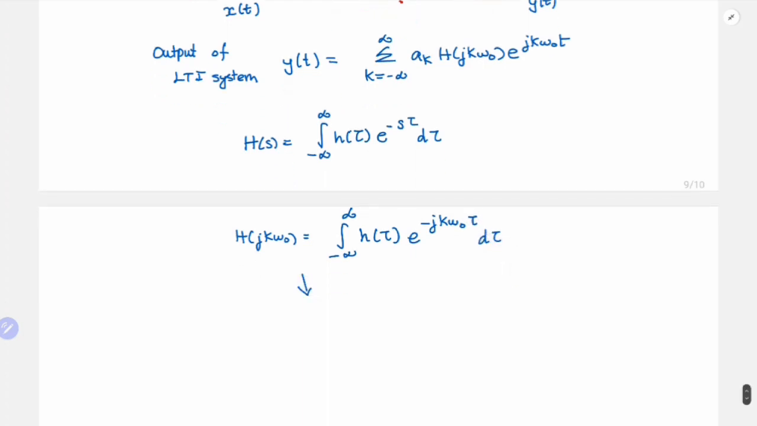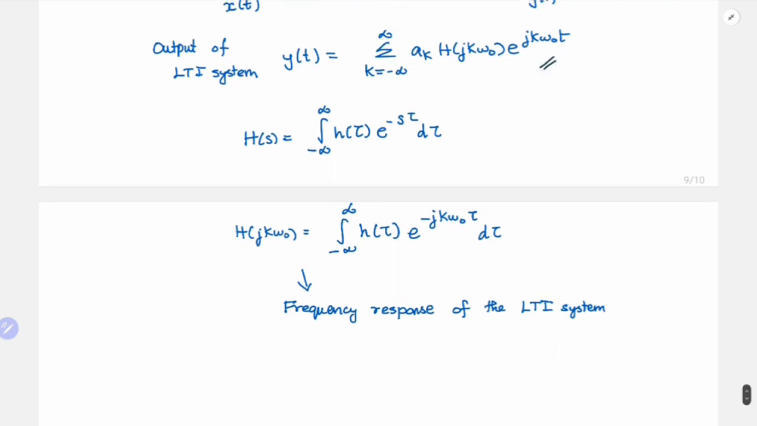And this is called the frequency response of the LTI system. So you can observe that it is actually similar to finding the Fourier series coefficients of h of tau, right, except for the 1 by T naught factor, which means that this is actually describing the spectral components of h of tau, hence the name frequency response of the LTI system. So let us go ahead and analyze this further.